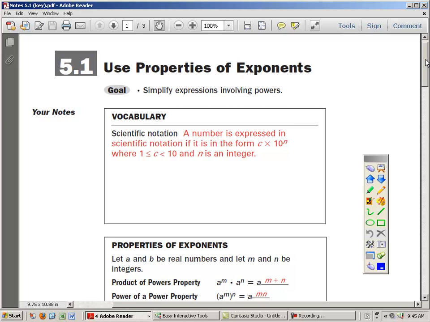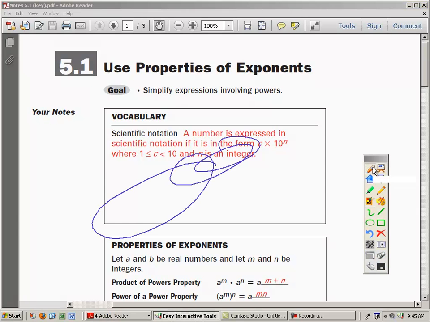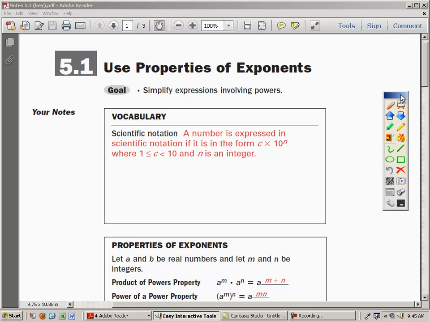So first of all, we have to remind ourselves about a couple of things. Scientific notation is pretty common. We use that a lot in our science classes. Obviously, aptly named scientific notation. But we'll use that a lot. And it says a number can be expressed in scientific notation if it's in the form c times 10 to the n power, where c is between 1 and 10, and n is an integer. So again, an integer power, whether it be positive or negative, but it's got to be an integer power.